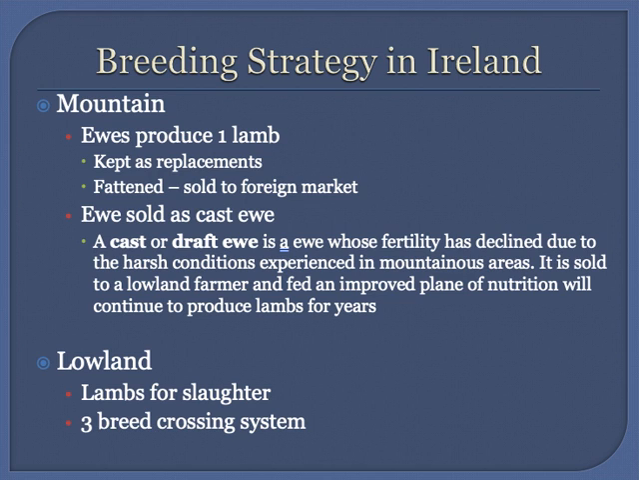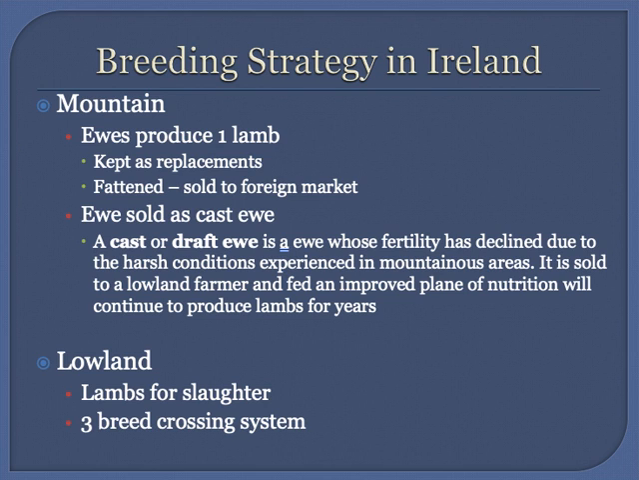Now, those ewes will produce one lamb, and you can either keep that as a replacement ewe, or of course you can try to fatten that lamb and sell it. Now, you are generally talking about a foreign market for that. Maybe sell it onto the Italian market or something, where they don't mind the slightly darker meat that you're going to get out of your mountain breed.